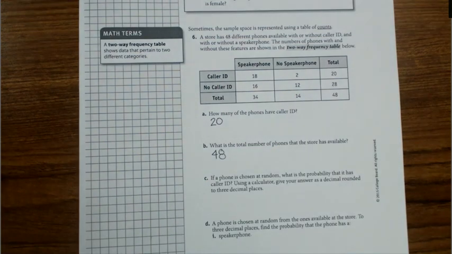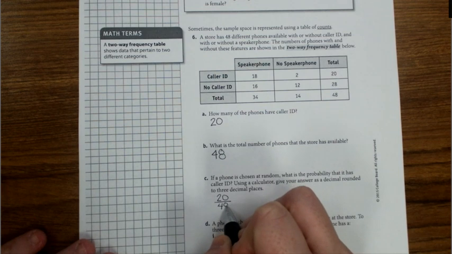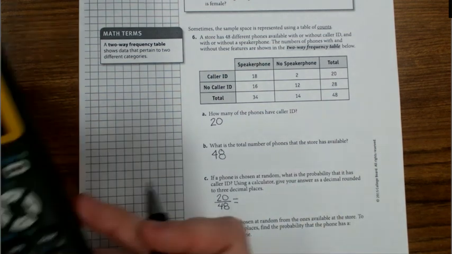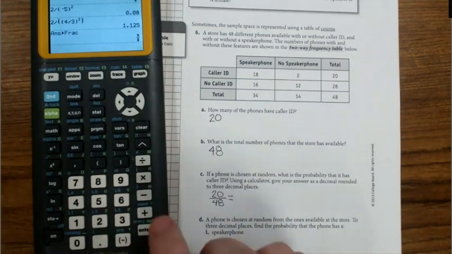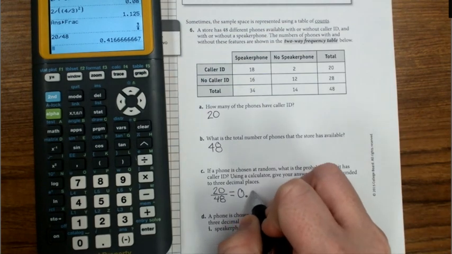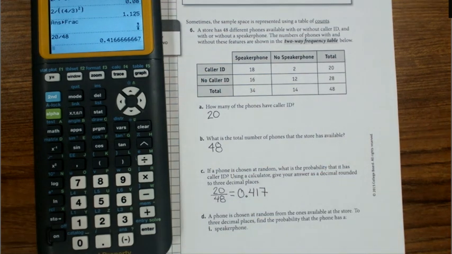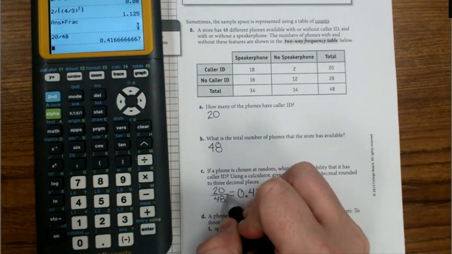If a phone is chosen at random, what is the probability that it has caller ID? Using a calculator, give your answer as a decimal, rounded to 3 decimal places. So this is 20 out of 48, which is going to give me 20 divided by 48, which is 0.417. And I really should have put an approximation sign here because this is not an exact answer.